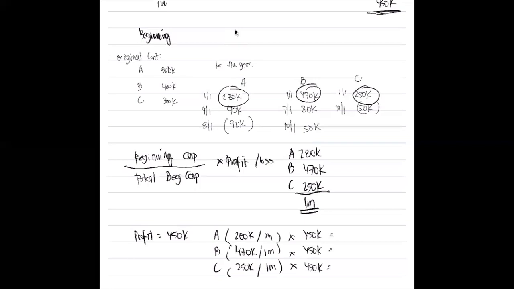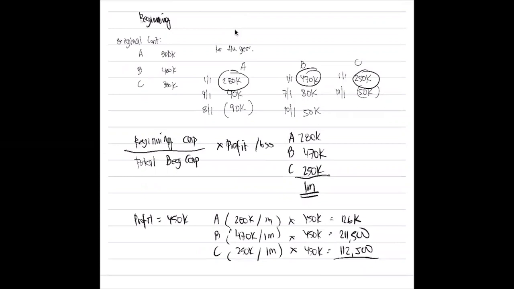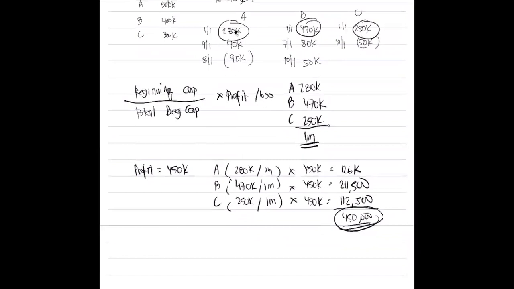So we get for the amount 126,000 for A, for B, 211,500, for C, 112,500. So let's get the total. 112,500 plus 211,500 plus 126,000, 450,000. Okay? Beginning. Mas madali to. Kunin mo lang yung beginning. Tapos, yun na siya. How about ending?